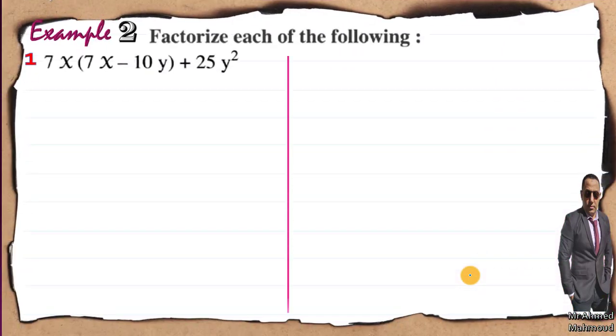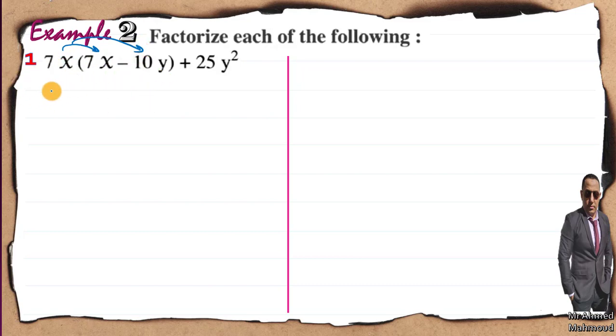Example 2, factorize the following expressions. Okay, number 1, here 7x times this bracket plus 25y power of 2. First, I'm going to expand the bracket by distributing 7x among the brackets.